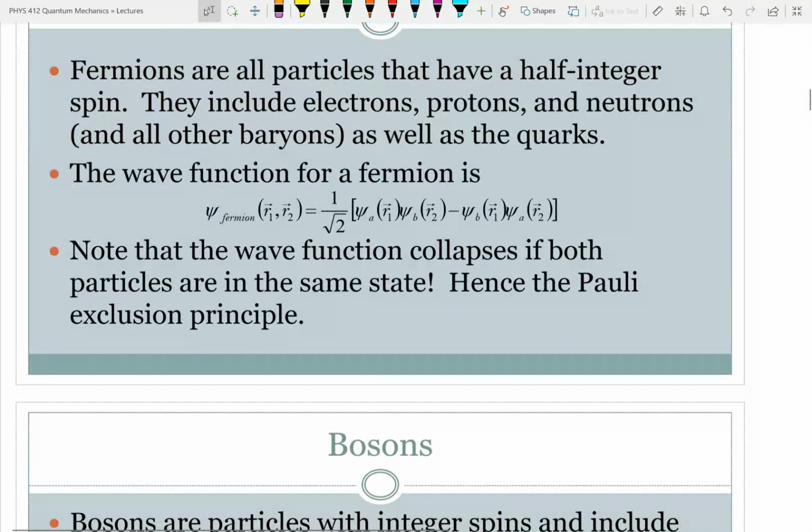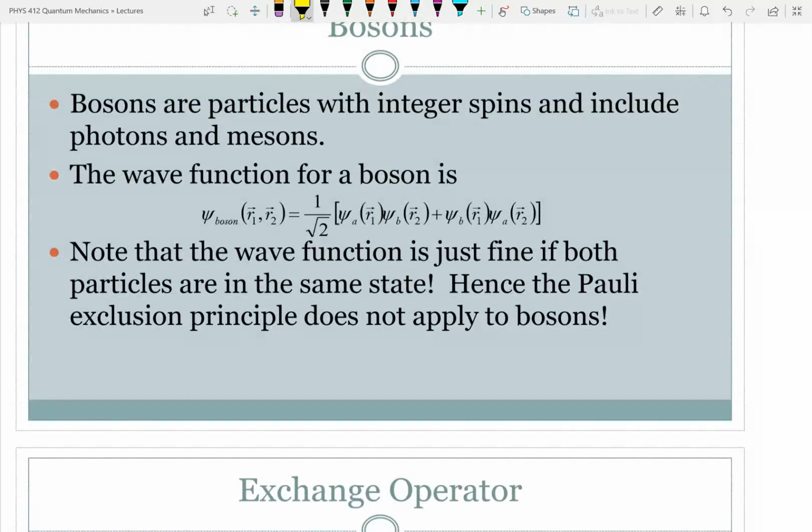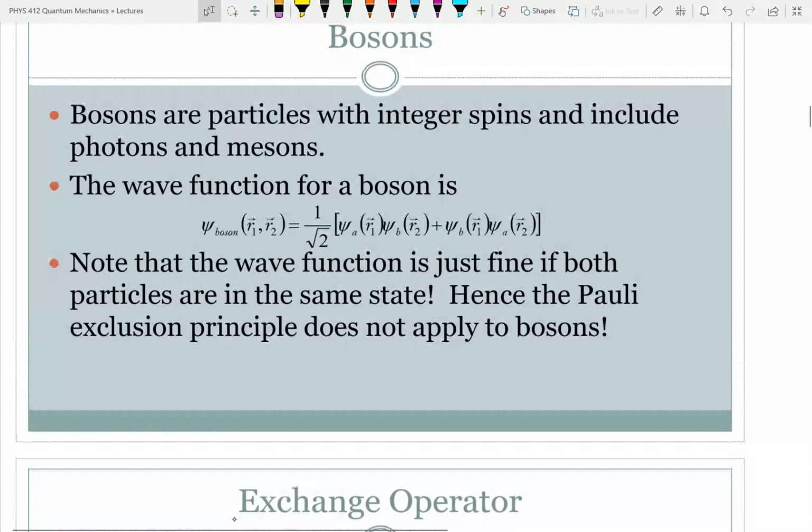And then we looked at this with the fermions. If state A was the same as state B, then this would be particle 1 in state A, particle 2 in state A, minus particle 1 in state A, particle 2 in state A. It would subtract out to 0. That is why fermions have the Pauli exclusion principle. They cannot have two in the same state, or you get 0 for the wave function. With the bosons, because of the plus sign, you just made it bigger. There's no big deal. So bosons have no such restriction.